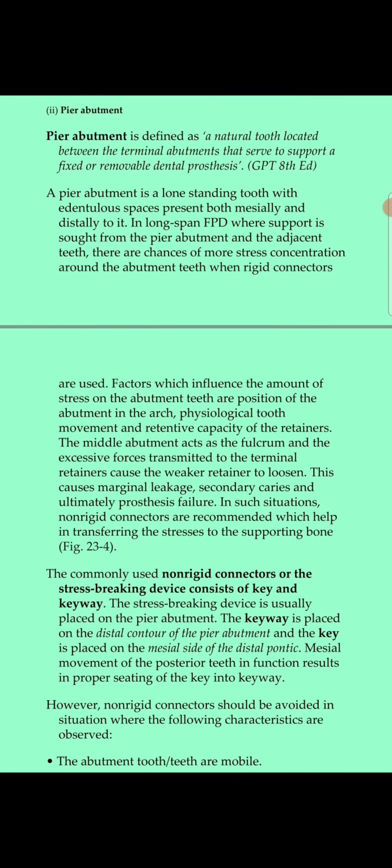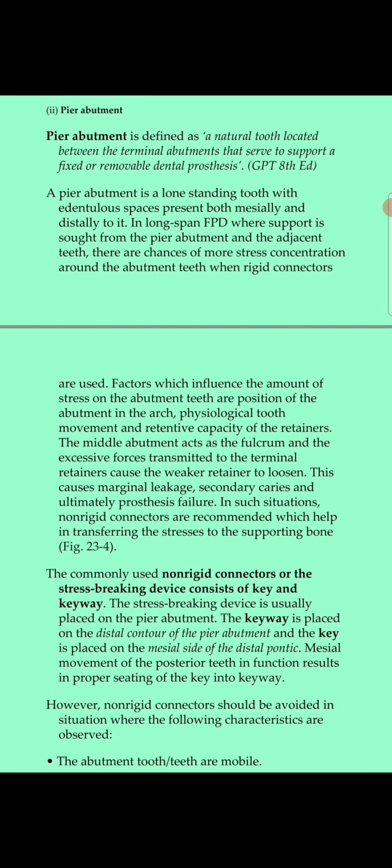A pier abutment is a natural tooth located between the terminal abutments that serves to support a fixed or removable dental prosthesis. It is a lone standing tooth with edentulous spaces present both mesially and distally to it. In a long span fixed partial denture, where support is sought from the pier abutment and the adjacent teeth, there are chances of more stress concentration around the abutment teeth with a rigid connector. In a pier abutment, we therefore use a non-rigid connector, which acts as a stress breaker and is a key and keyway.